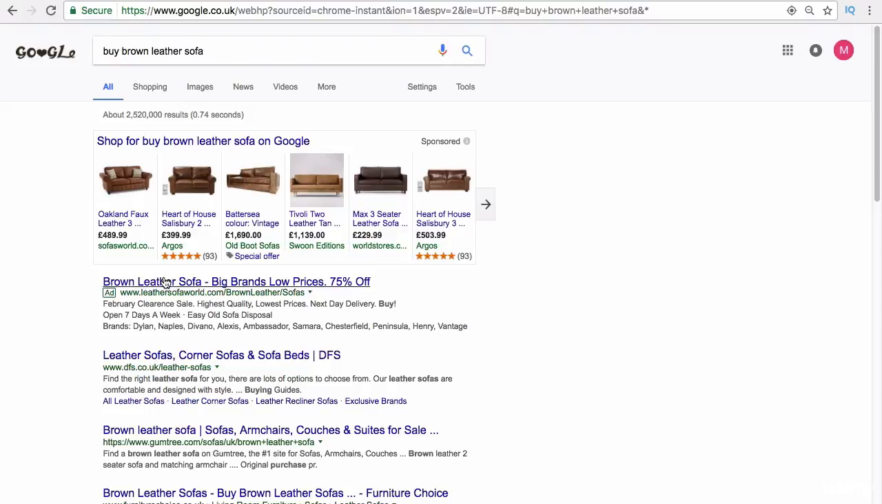Now let's put buy brown leather sofa. This is what comes up when somebody puts buy brown leather sofa. This really does qualify the buyer because this is a person looking to actually buy. And as you can see, there's only one person advertising. You've got some sponsored display ads here, but you've also got one actual text ad. What does that tell you? That tells you that it's such an expensive keyword that only one company is willing to pay for a text ad to show. But by having an offer such as 75% off, this really gives an outstanding offer for somebody looking to buy. And particularly for somebody looking to buy a credible brand at a low price. So this is an excellent ad.